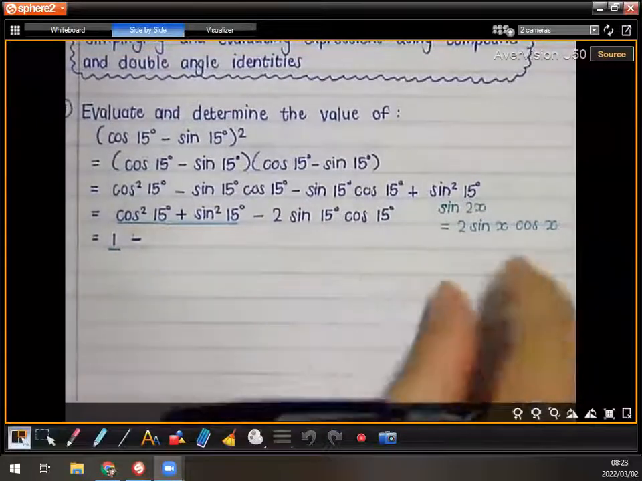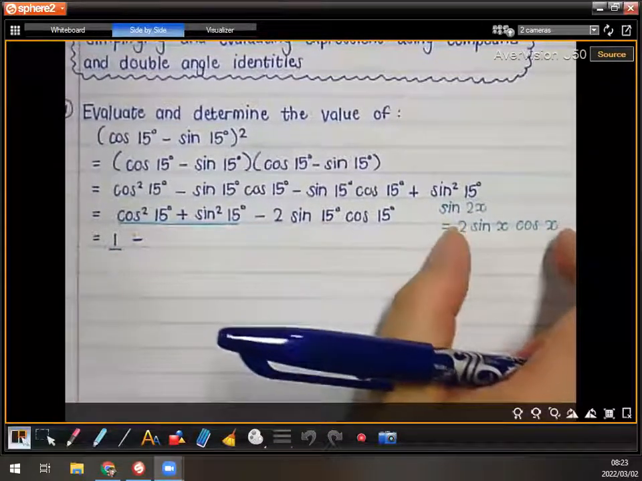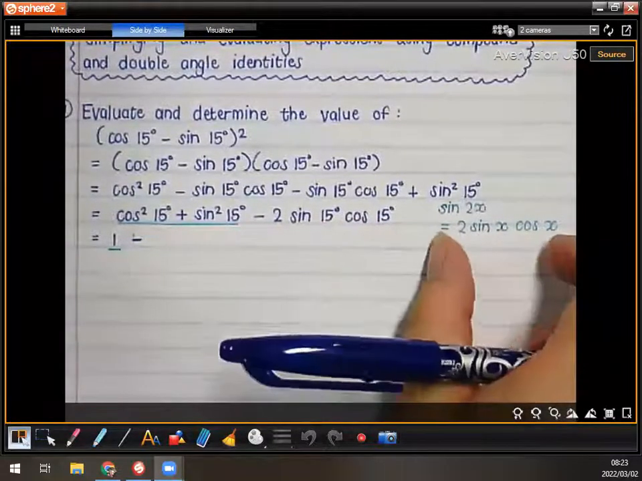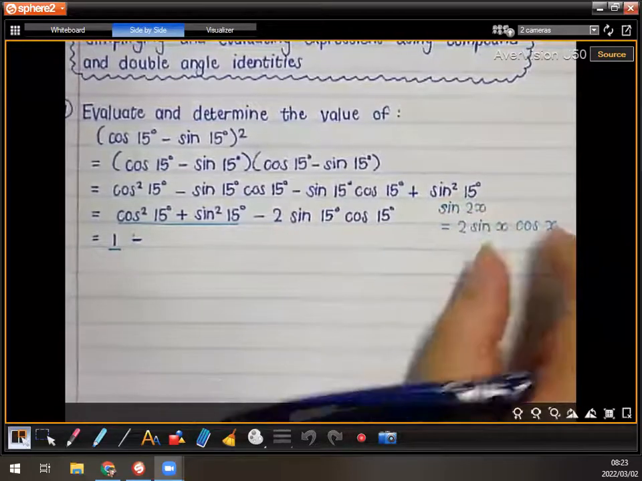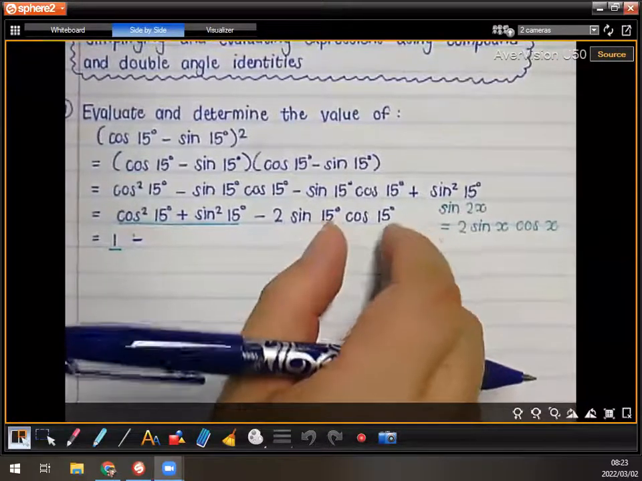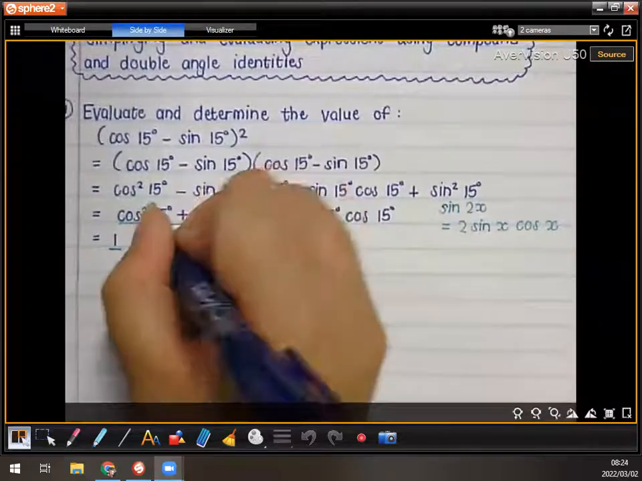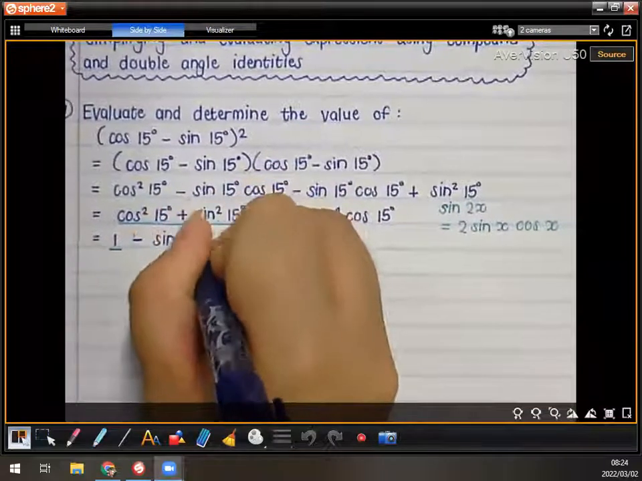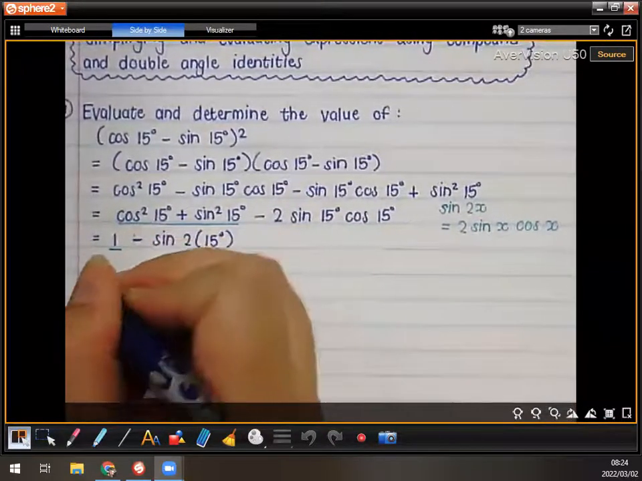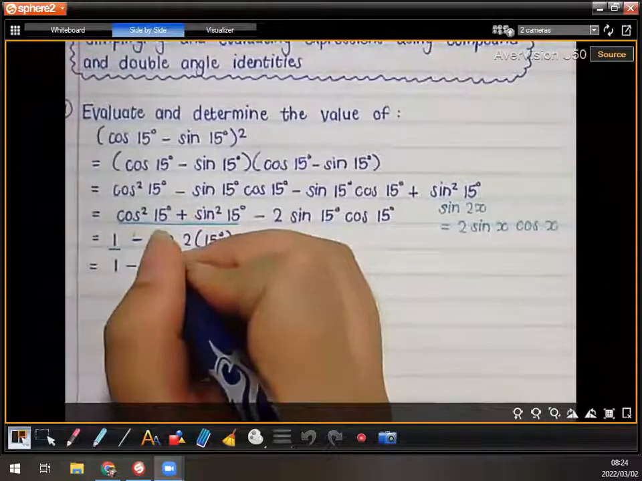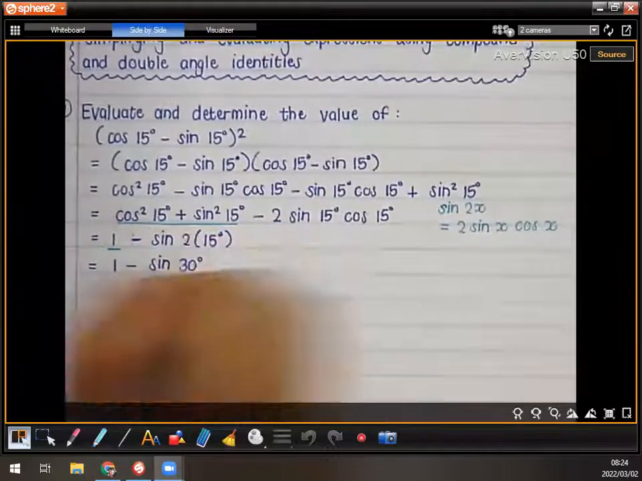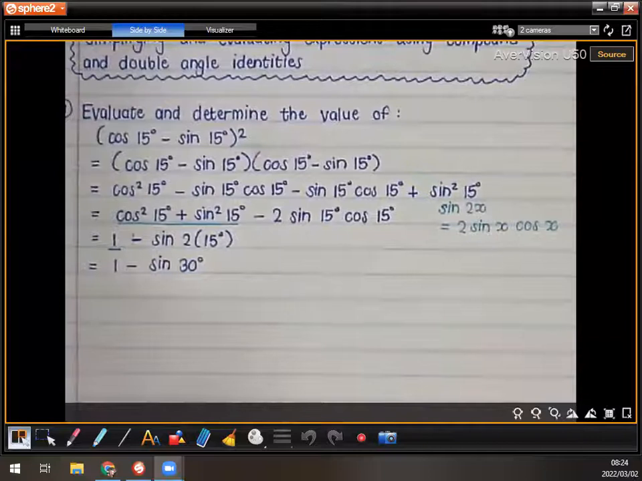Okay, I'm just going to say that again. We're looking at this part. This is what we actually have now. 2 sine x cos x, 2 sine 15 cos 15. That then becomes sine of 2 times x, so whatever these angles are here. So this is going to become sine 2 times 15. And what is 2 times 15? 1 minus sine 15. Yeah, that is a half.